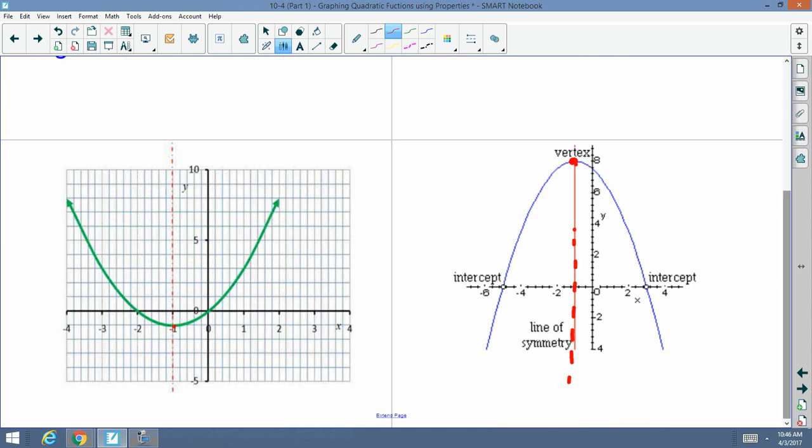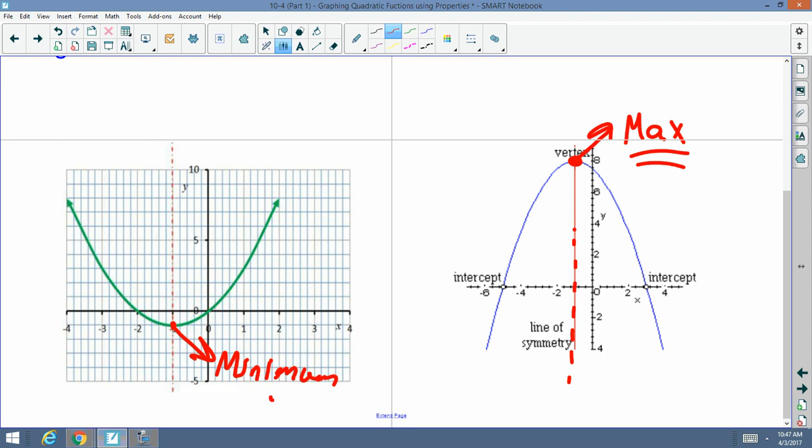Come on board, cooperate. There we go. That's my vertex. So it's the lowest point or the highest point on the graph. If the a is positive and the graph is pointing upward, I'm going to have a minimum. This vertex right here, that's a minimum because it is the lowest value. If my a is negative, I'm pointing downwards, then my vertex is a maximum.